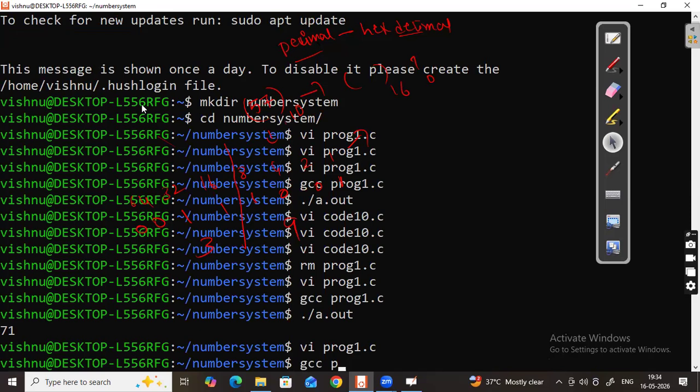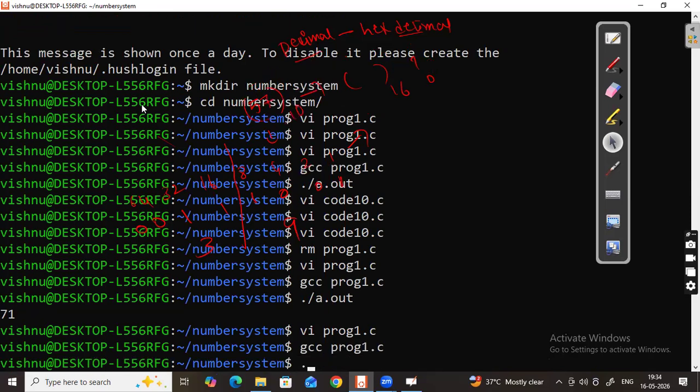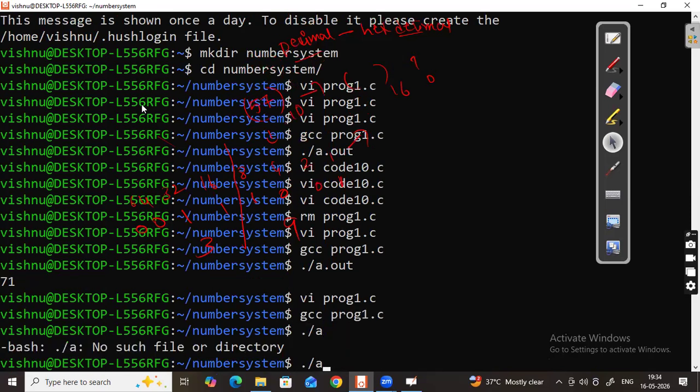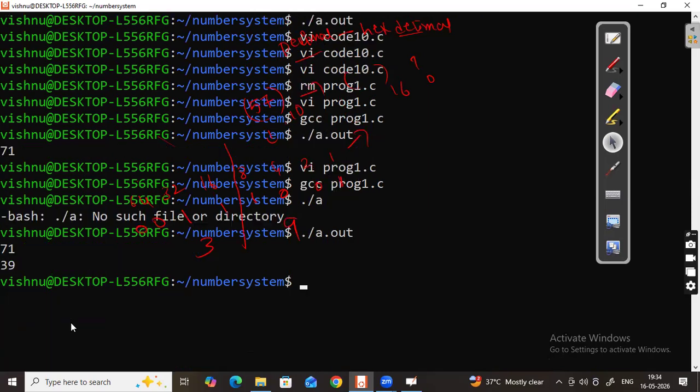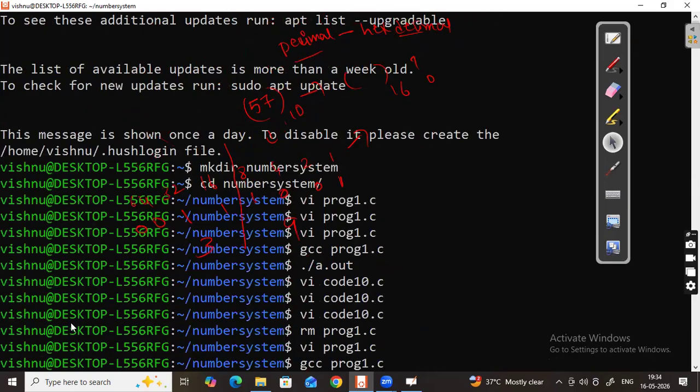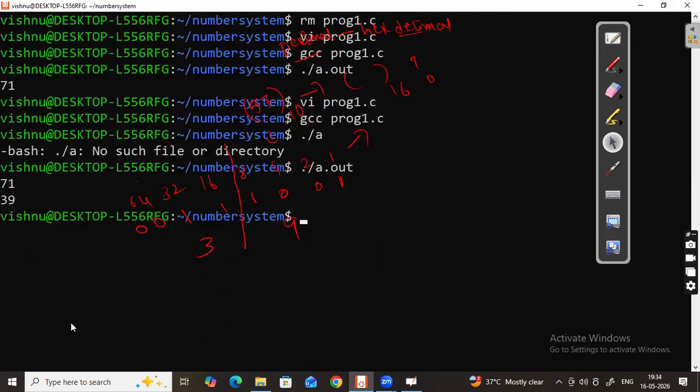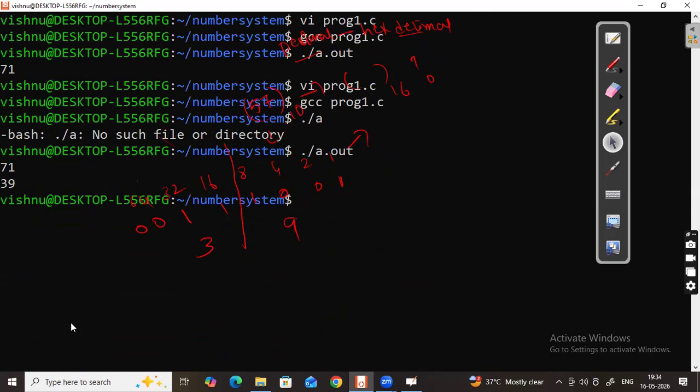gcc prog1.c, then ./a.out. See here, 39 is the output. Yes or no? Now what is pending? Binary to all the remaining is done, decimal to all the others is done. Now we'll take octal to the remaining.